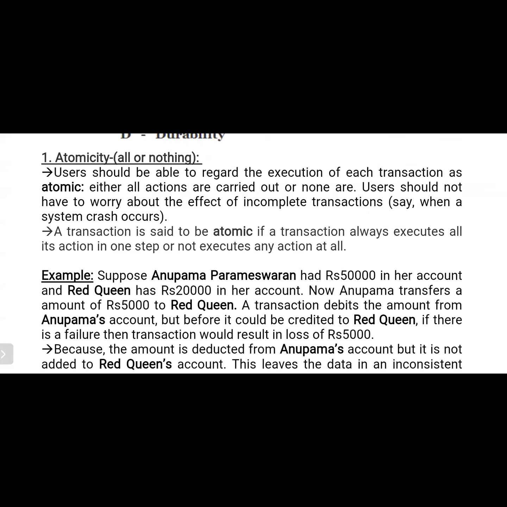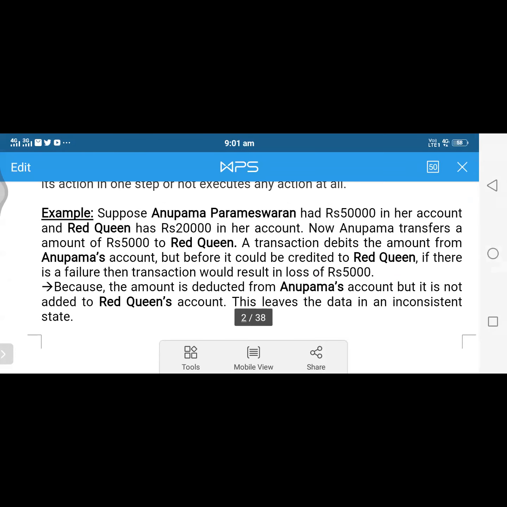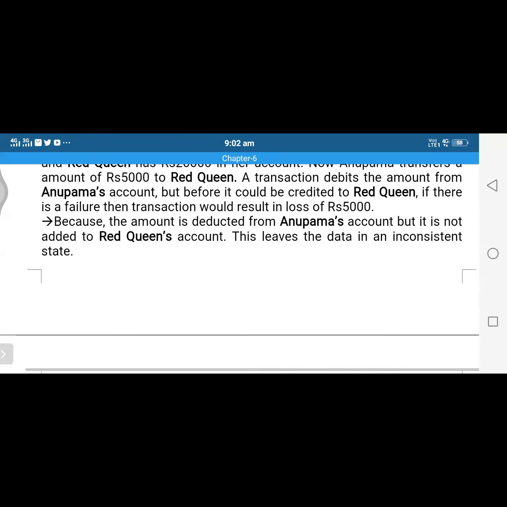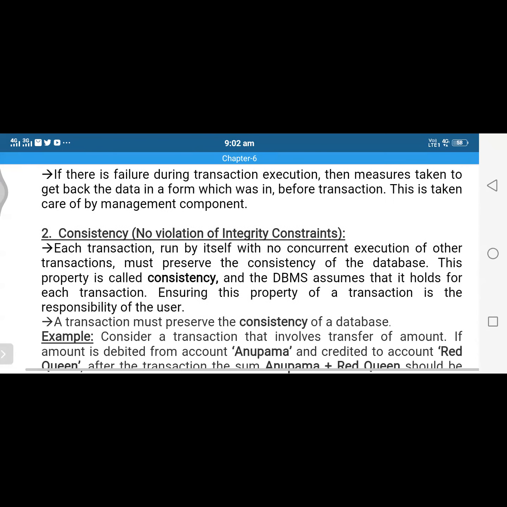So this is the example. I'm not explaining it fully now, but we try to elaborate the example in this manner. Try to mention the names, what the initial balance is, and what the balance is after. Mention which person is sending the amount, and in which way the problem may occur. You need to explain all these things. Okay, next one is consistency.